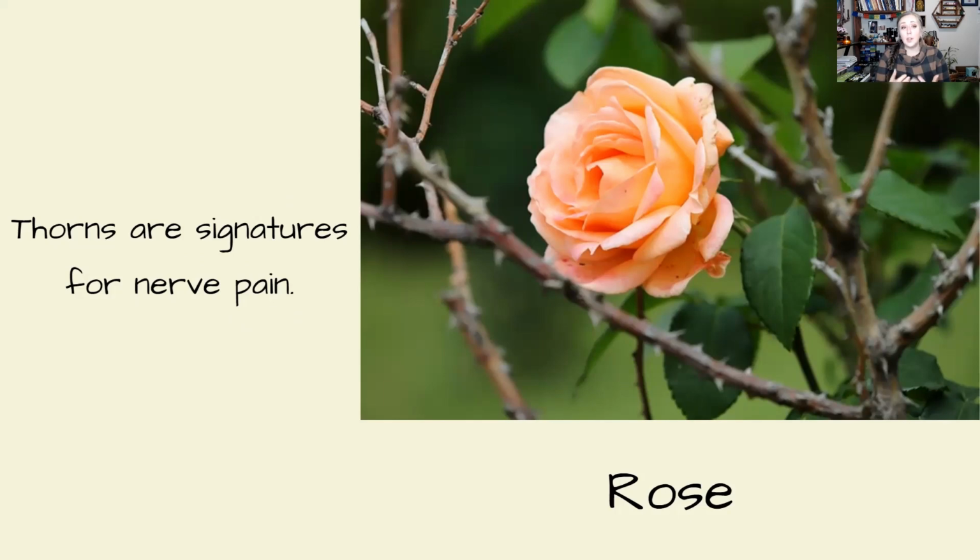So our next nerve signature is found in the rose, and specifically not the flower of the rose. We need to think of the whole plant. We're talking specifically about the thorns. Okay. So the thorns are the signatures for the pain.